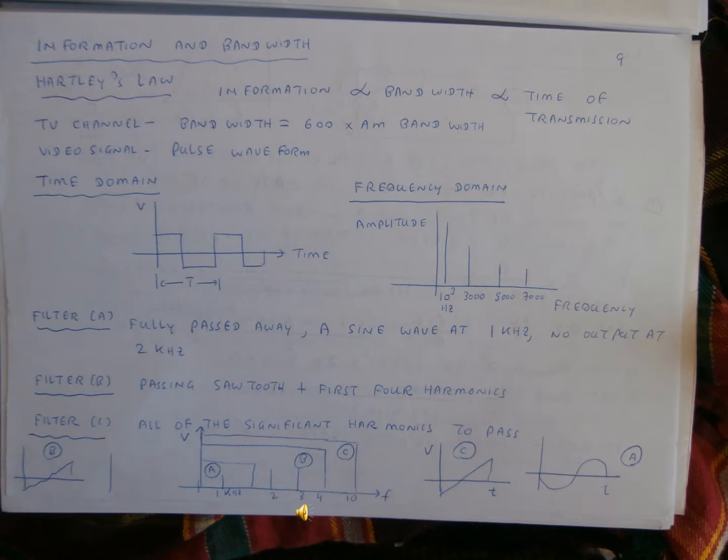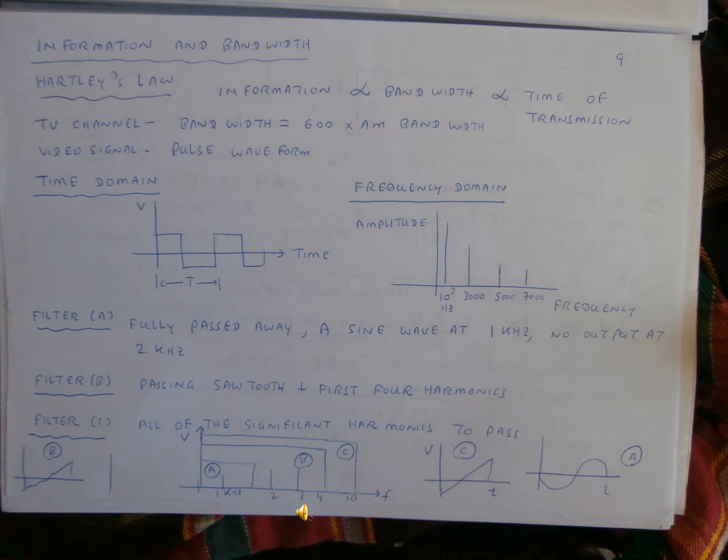So in this case, Hartley's law means the information is proportional to bandwidth and also proportional to the time of the transmission. The TV channel's bandwidth is equal to 600 times the AM (amplitude modulated) bandwidth. So, video signal with the pass waveform.